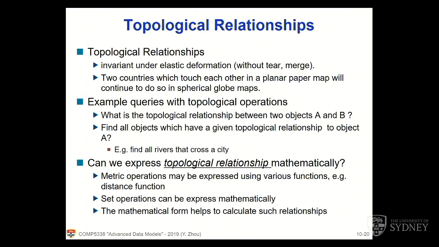So what's some special features of this? So first is it's invariant under elastic deformation. Like if we don't tear, but if we stretch it or we compress it, the relationship doesn't really change. It's just like when we put a round globe in a flat map, all the countries' relative topological relationships are still the same. So if two countries touch boundaries on the globe, when we put it on a map, the boundary should touch as well.